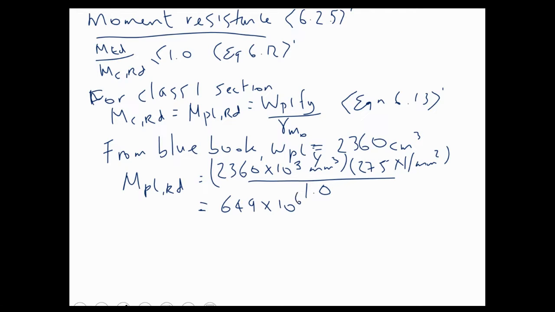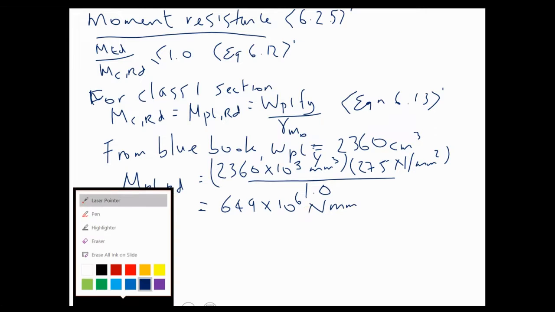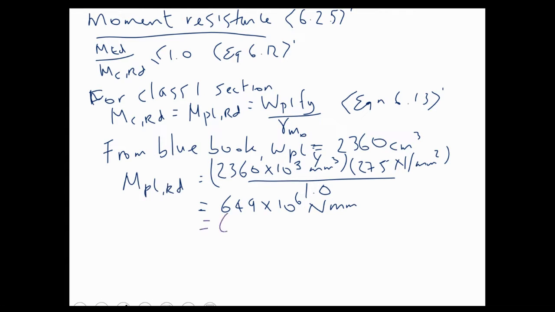If I work that out, I get 649 by 10 to the power of 6 newton millimeters. As a moment, it should be a force times a distance, so that's in newton millimeters. I know that's right because I've got millimeters cubed, per millimeter squared, which leaves me with a millimeter, and a newton, so it's a newton millimeter. A moment is always a force times a distance, force in newtons, distance in millimeters, so I know I've got the right units. That's 649 kilonewton meters, dividing by 10 to the power 6, since newtons to kilonewtons is 10 to the power 3, and millimeters to meters is 10 to the power 3.